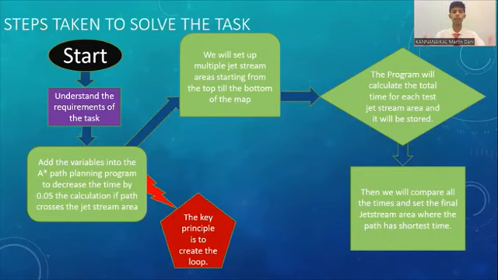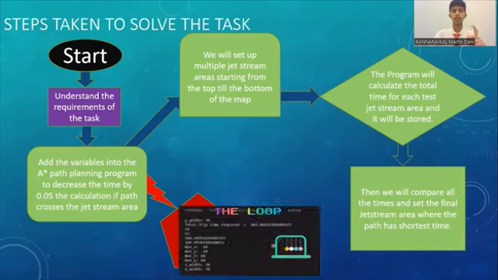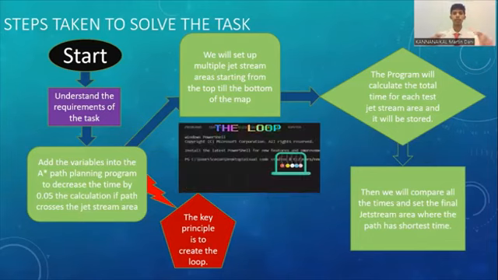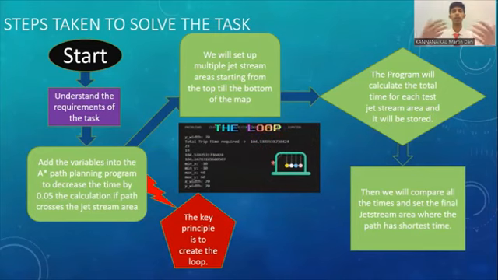Thereafter, we started the programming where we added the variables into our A-star path planning program so that if the flight path did indeed cross through there, it would have a negative effect on the total time by decreasing it by 0.05. But the key to solving it by finding automatically is to create a loop, which will set up temporary jet stream areas from the bottom of the set area till the top and calculate costs for each of these temporary jet stream areas.